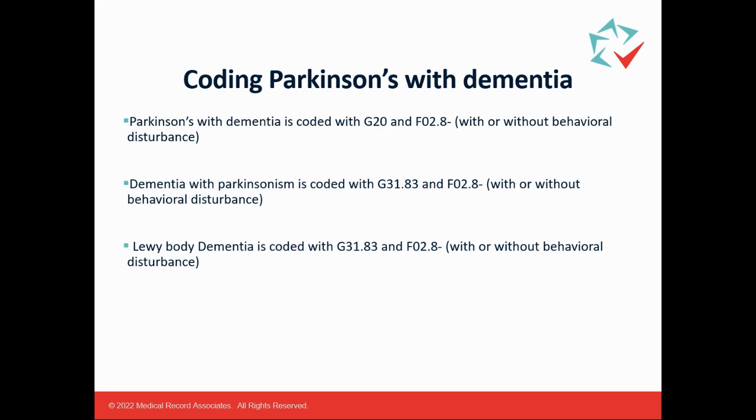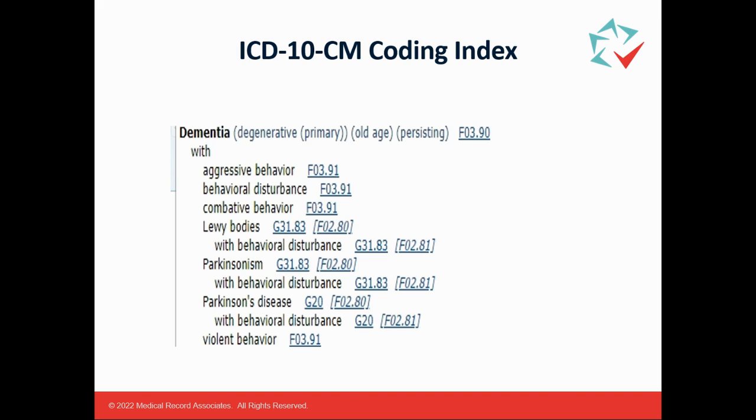And as you can see, this is a bit confusing because if you code Parkinsonism alone, it's coded to G20, but when you code dementia with Parkinsonism, it's coded to the G31.83. And I'm going to show you a copy of the coding index to show you if you do index dementia and you look under Parkinsonism, it codes to G31.83. And if you code dementia with Parkinson's disease, it codes to G20. So it's important to pay attention to the documentation because these are two different codes.